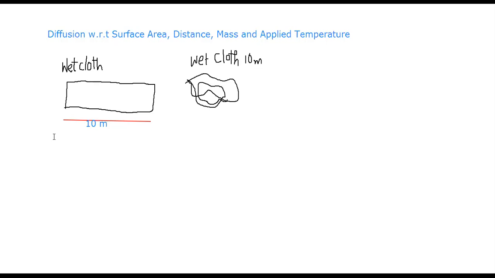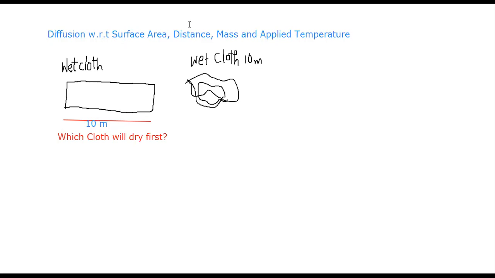I'm asking the question, which cloth will dry first? Which cloth will dry first? Yes, beta. Which cloth will dry first? Definitely the cloth which has more surface area. The cloth which has more surface area.